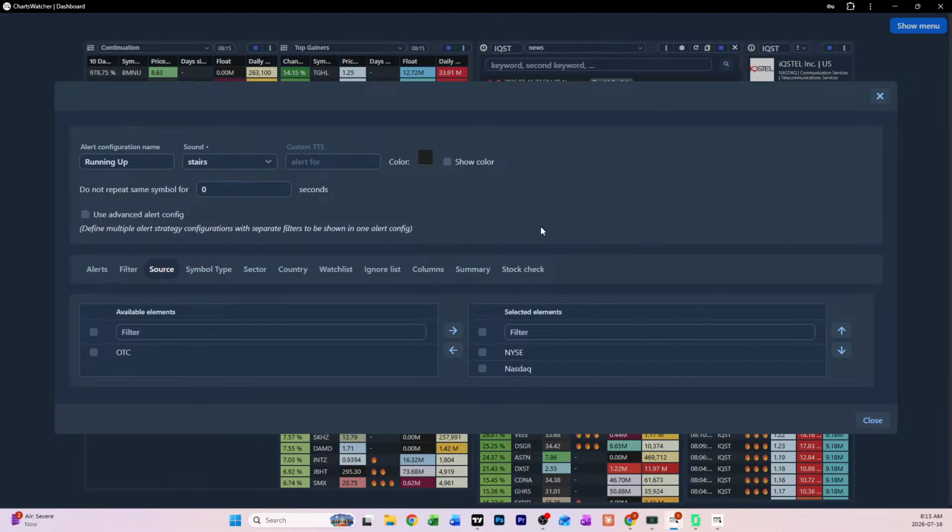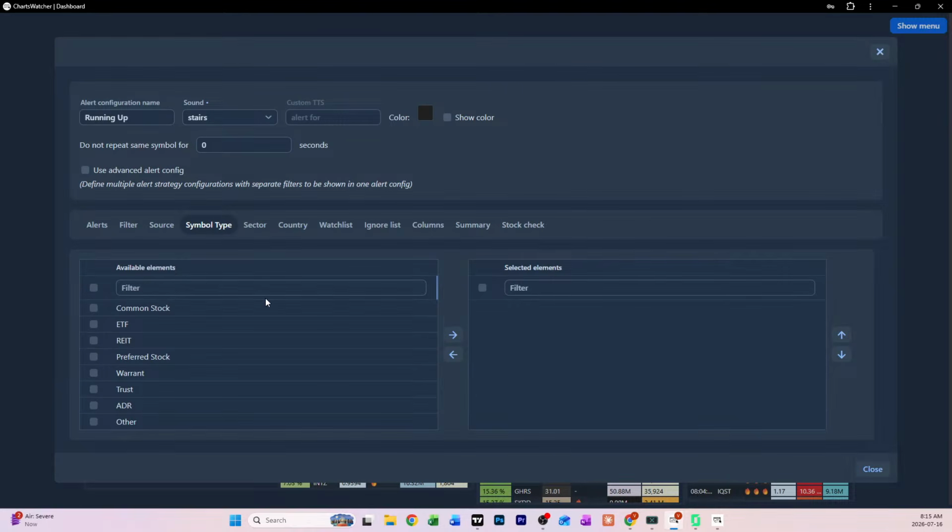Source, I think that's just default. NYSE, NASDAQ. We don't use OTC because the OTC stocks are too risky. So just NYSE, NASDAQ for sources.